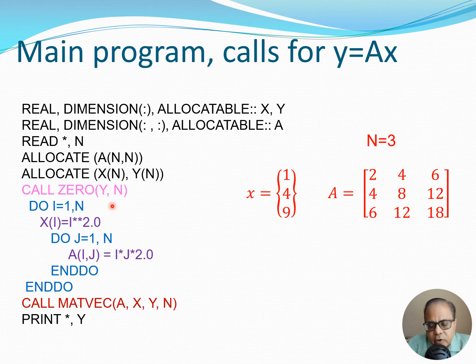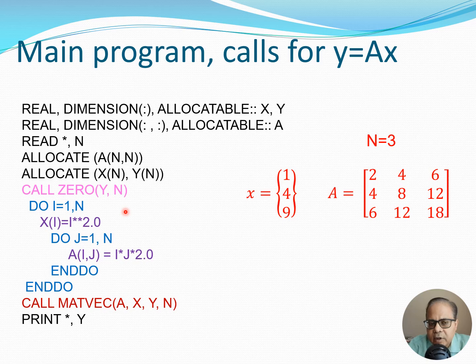So of course we are going to need a main program which is going to call for this y is ax. So this is the main program which is based on the program I developed before, which was trying to create values for the different matrix. And here what I have done is I have removed the y part. So I instead call zero y n. So it's going to take y and it's going to set it at 0. So if n is 3, y is simply going to be 0 0 0.